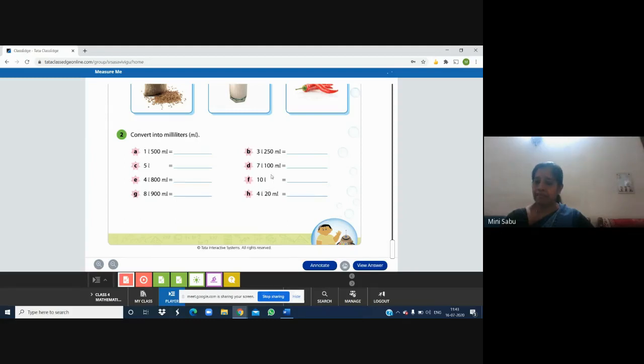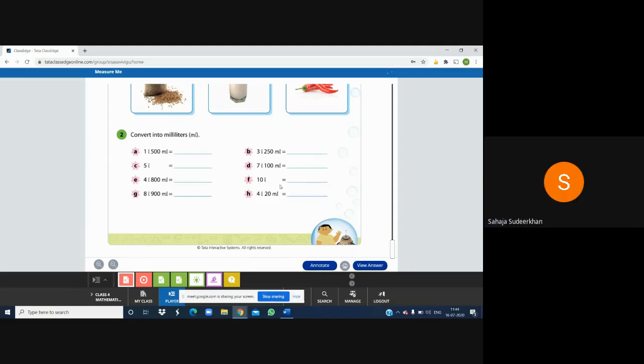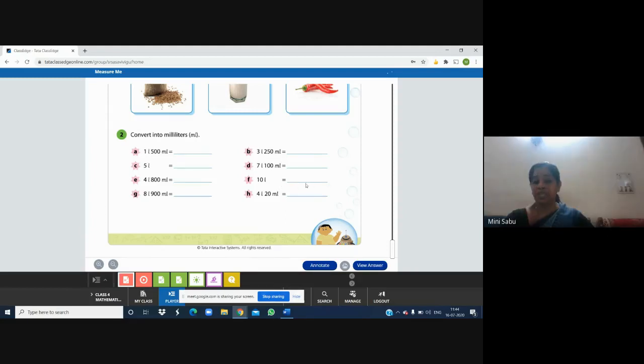10 liter. 1 liter is 1000, you know. 5 liter is 5000. 8 liter is 8000. 9 liter is 9000. 10 liter is how much? 10 and how many zero? 10,000 ml. 1 0 0 0 0 ml. How many zeros after 1? 4 zeros. Okay, that is 10,000 ml.